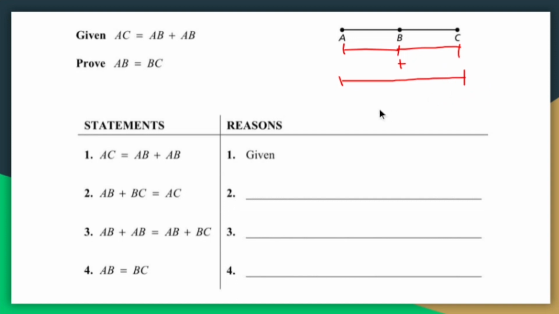Now, whenever I take two or more segments and add them together to get a bigger segment, that's called the segment addition postulate. Let's write that out. Segment addition postulate. Similarly, when you do the same thing with angles, it's called the angle addition postulate. So if angle one plus angle two equals angle, and so on, angle addition postulate. That's step two, we're done.